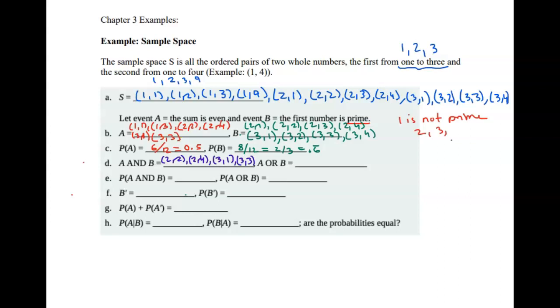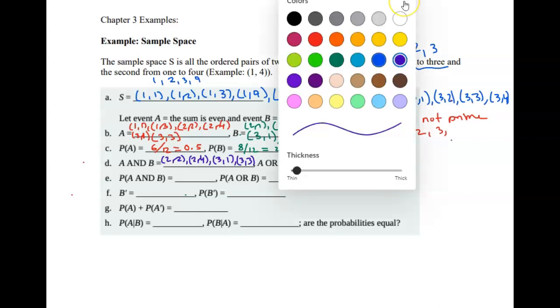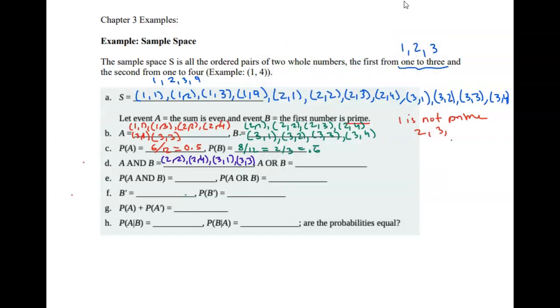All right. Now, A or B means everything that's in either A or B or both. So we're collecting all the different ones together. They don't have to be common. It has to be in A or B, and it could be in both.